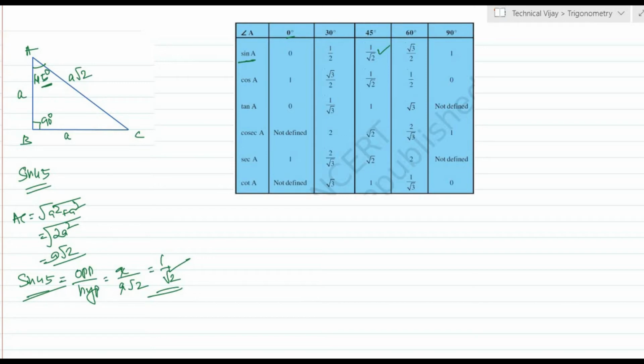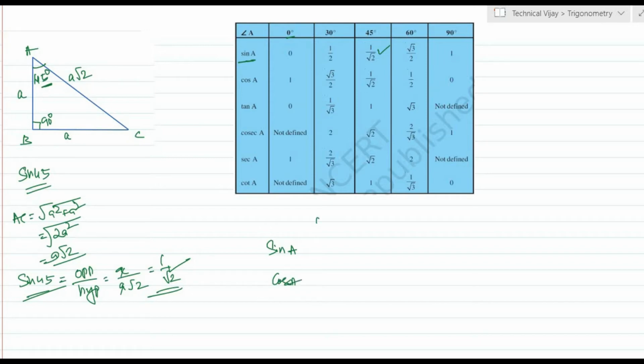In this way, we have calculated all the values for these angles, that is for 0 degree, 30 degree, 45 degree, 60 degree and 90 degree. The only thing is that we have to remember this table. This table will be helpful for solving so many problems in future exercises. There is an easy method to remember this: we only have to remember two values, that is for sine A and cos A.